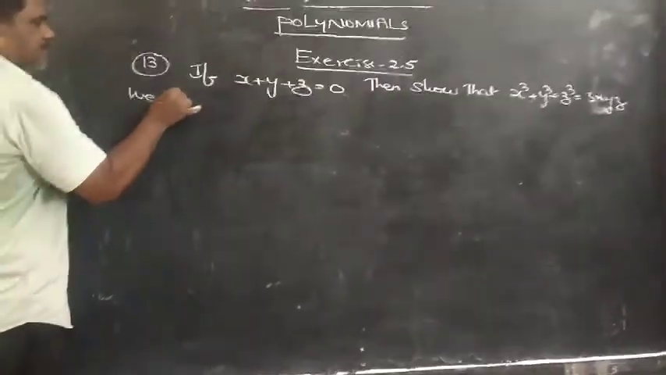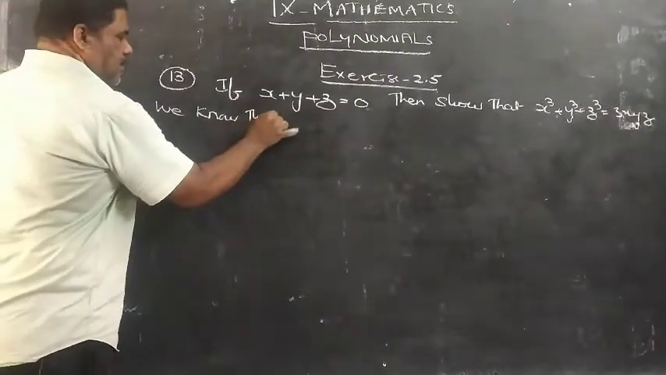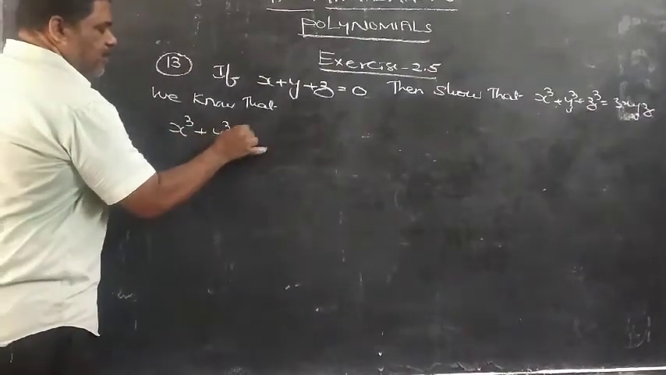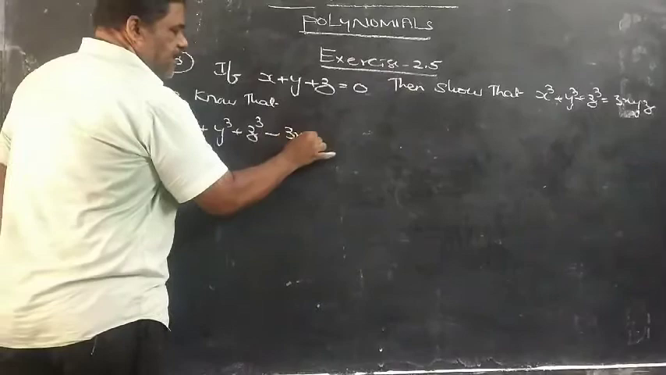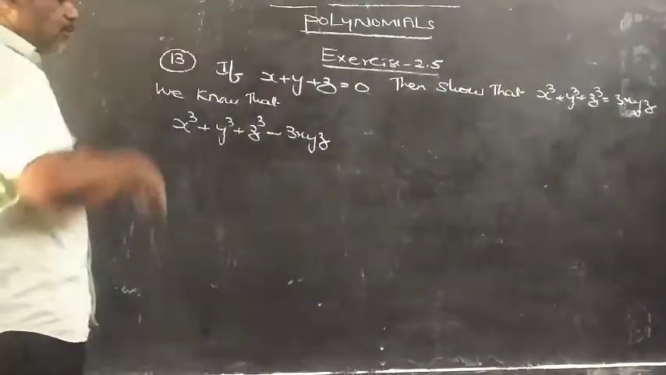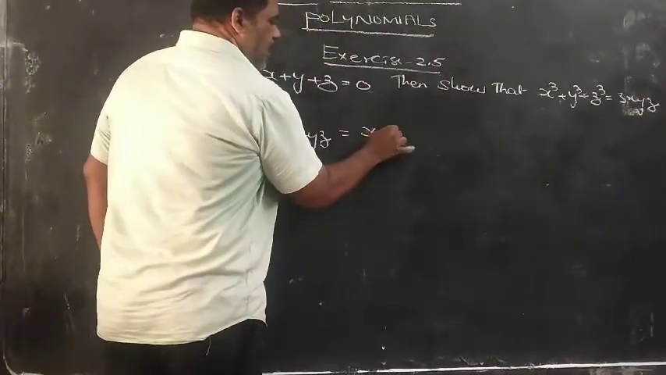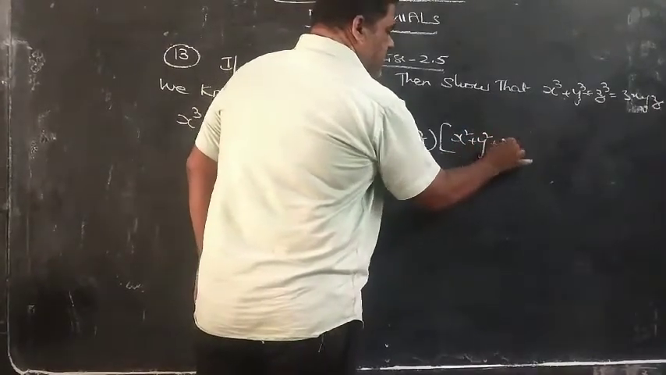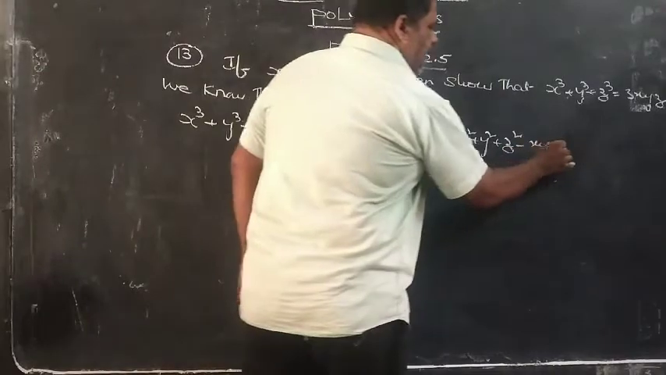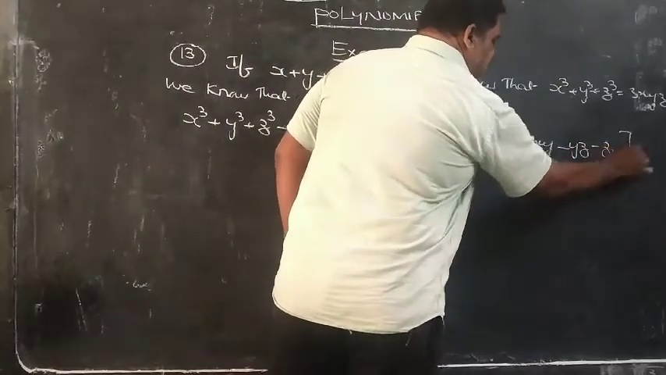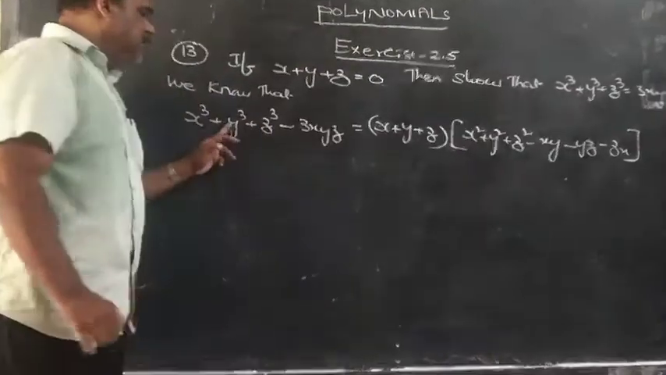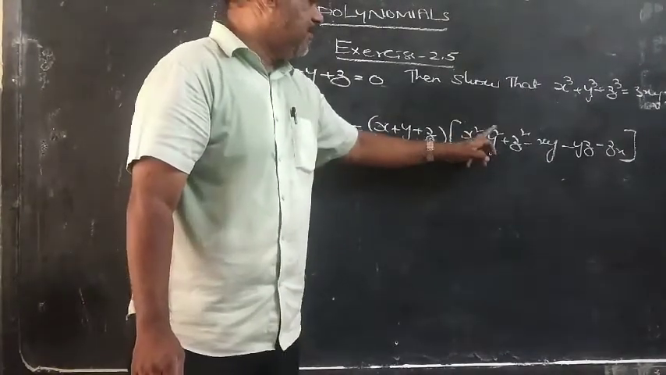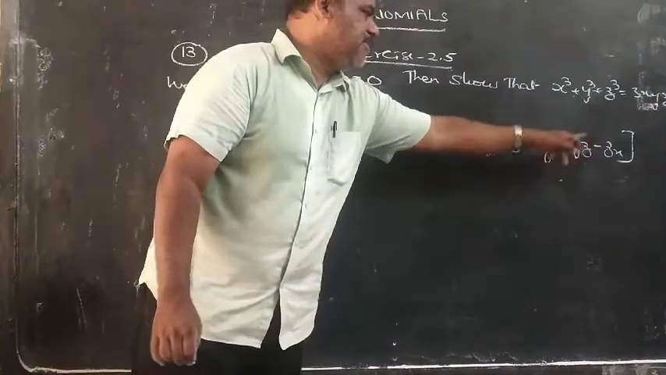We have one formula. We know that a cube plus b cube plus c cube minus 3abc is equal to a plus b plus c into a square plus b square plus c square minus ab minus bc minus ca. This is the identity we have written yesterday.